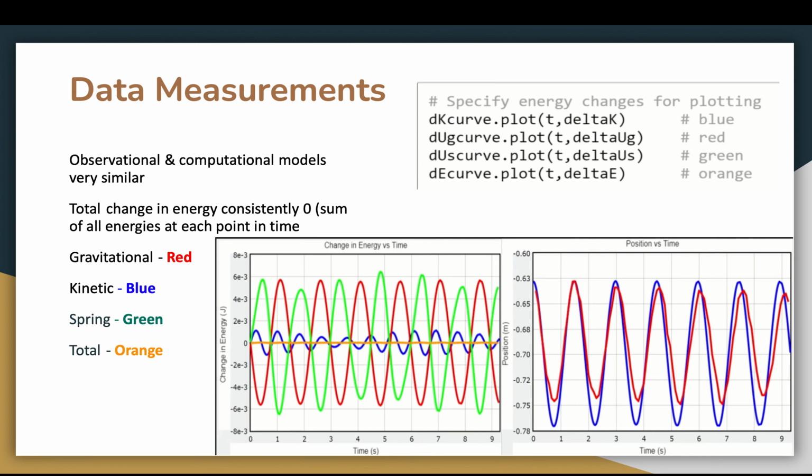I found that my observational and computational models were very similar. I have seen that in the change in energy, the total energy was consistently 0 because it was the sum of all the energies in the system at each point in time. So in my model here, the red line is the gravitational, the blue line is the kinetic, and the green is the spring. And all the energy components added up is the orange line, which is 0.